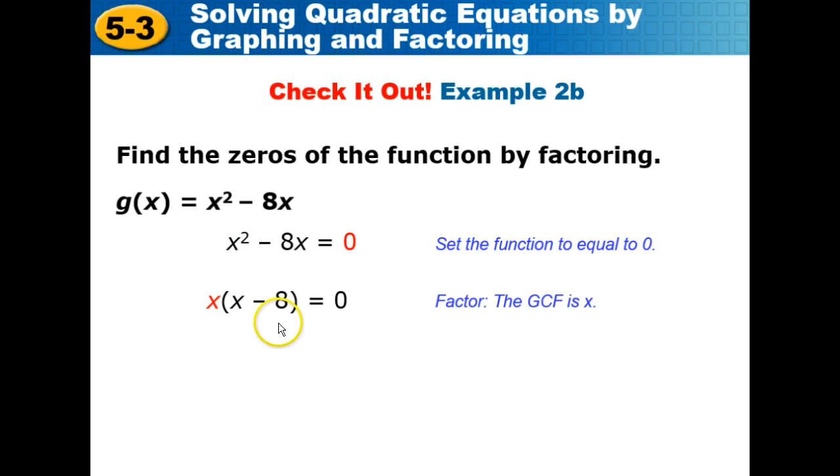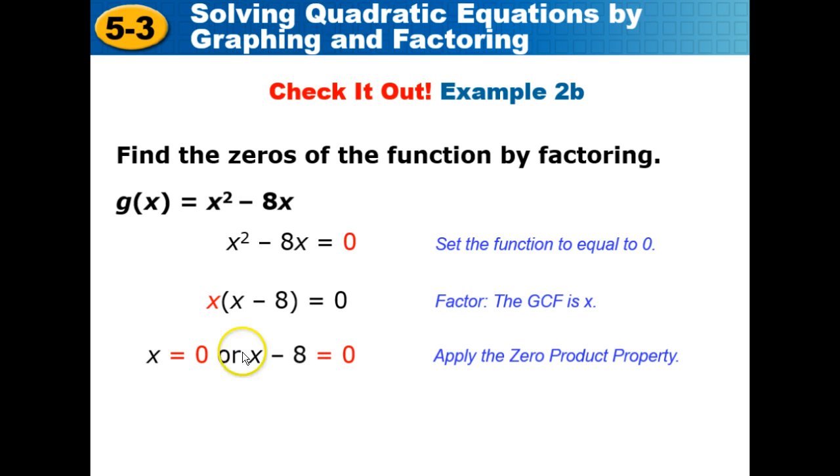Now this time you'll notice that what's outside the parentheses does involve an x. So when we are thinking about the zero product property, this could give us a 0. So we need to put both of them equal to 0. The left side tells you that one of your solutions is 0, and the right side tells us that our solution is 8. These are the x values that would give us a 0 for the original equation.